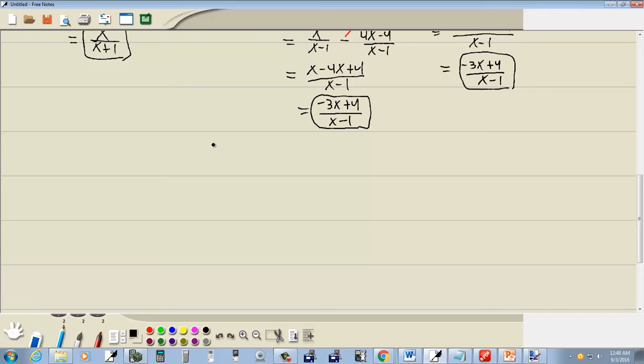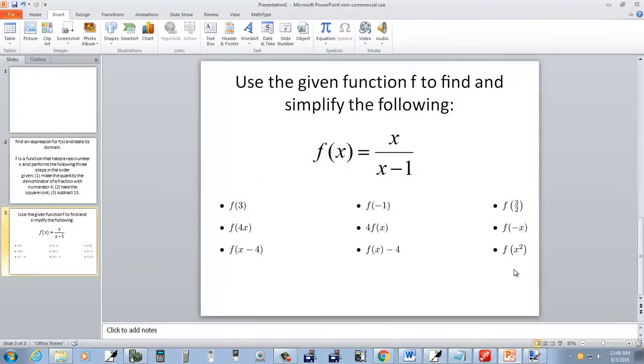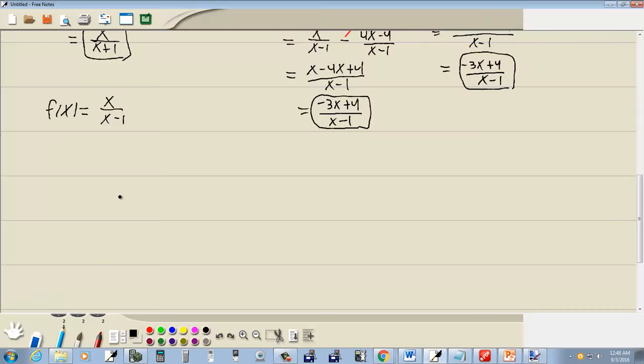Okay, so our f of x is equal to x over x minus 1. And I guess we're looking at the last one now, f of the x squared.